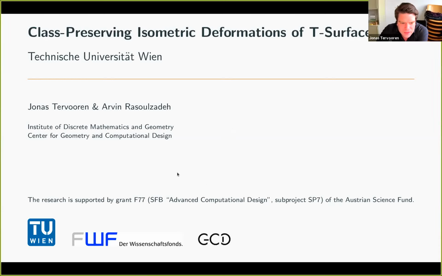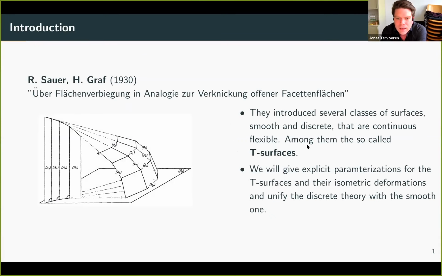Yeah, we work together in the Center for Geometry and Computational Design with architects and designers, and they are really interested in surfaces, either smooth or discrete, that are continuous flexible. And so, yeah, we found this very old paper by Sauer and Graf from the 30s of the last century, where they introduced several classes of surfaces, smooth and discrete, that are continuous flexible, but they didn't give any explicit parametrizations for the discrete surfaces or especially for the deformations.